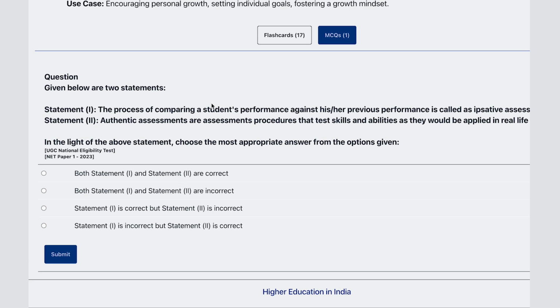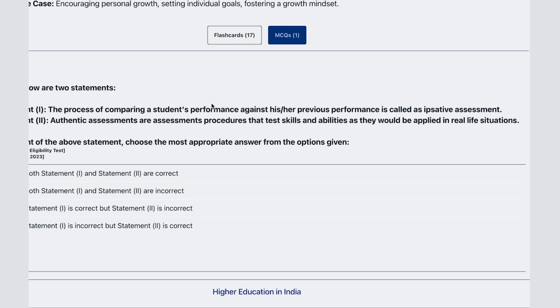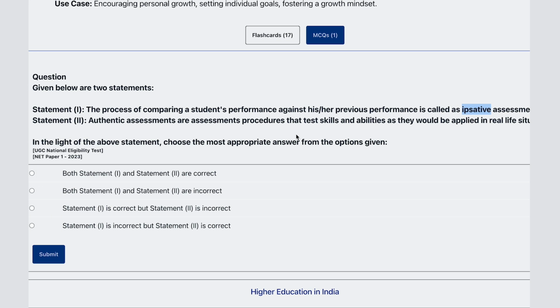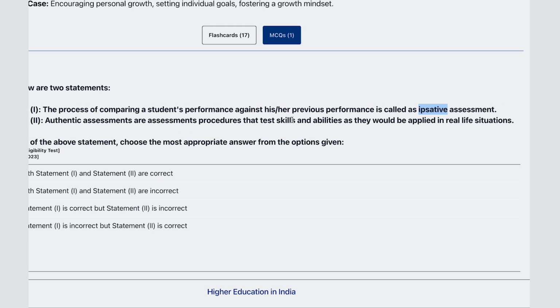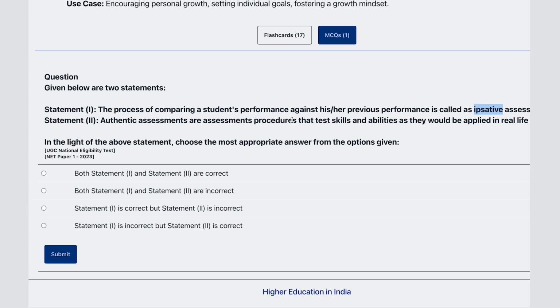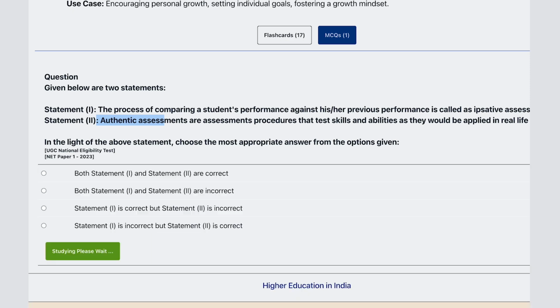The process of comparing students' performance against his previous performance, this is correct. Direct question. Authentic assessments are assessment procedures that test skills and abilities as they would be applied in real life situations. True, that's the meaning of authentic. So 1 and 2, both the statements are correct. Perfect.